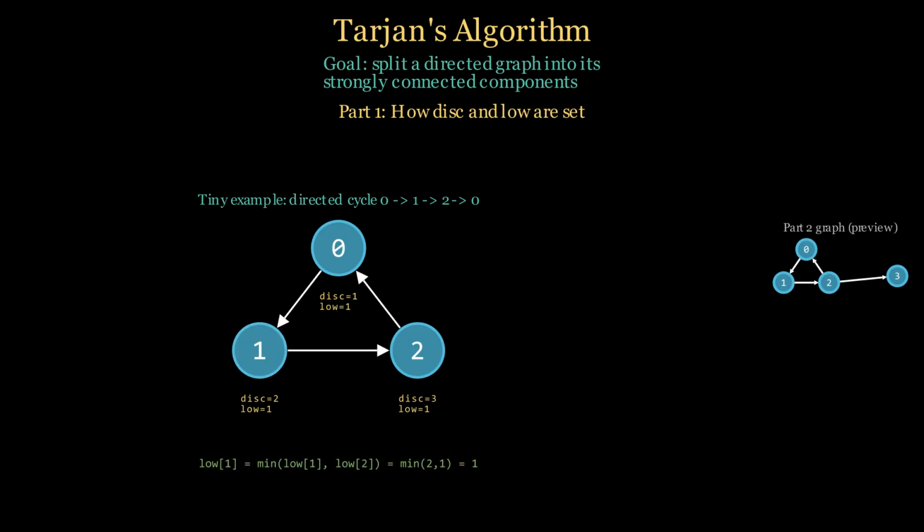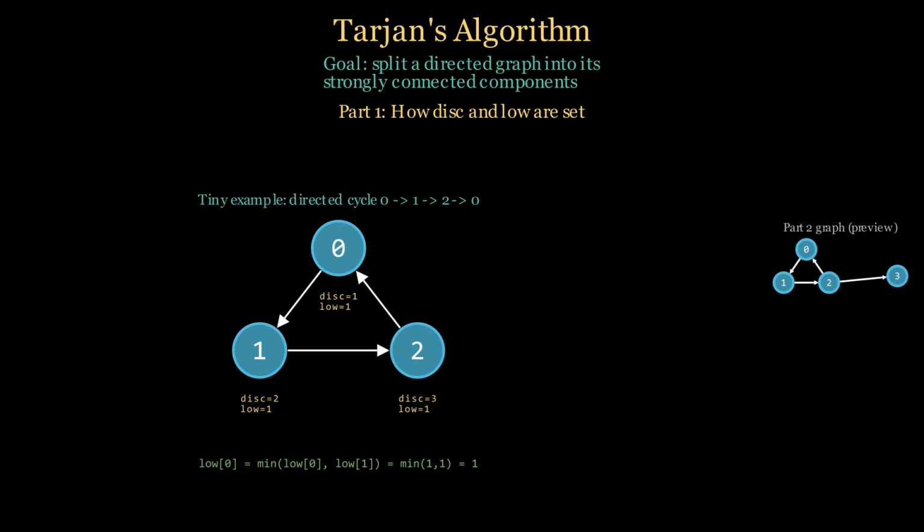Depth first search returns to vertex 1. After the child 2 finishes, merge: low of 1 becomes the minimum of its own low and the low reported from 2, min of 2 and 1 is 1. Return to vertex 0. Low of 0 becomes the minimum of its low and the low from 1, min of 1 and 1 stays 1. Those min updates are the only way low moves.